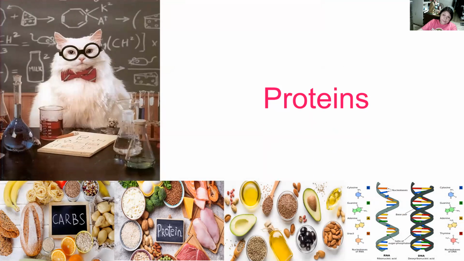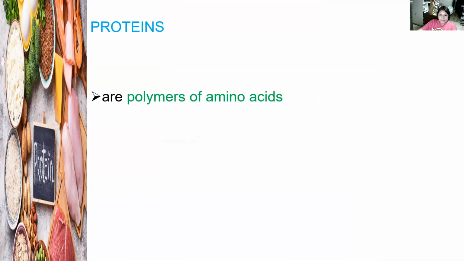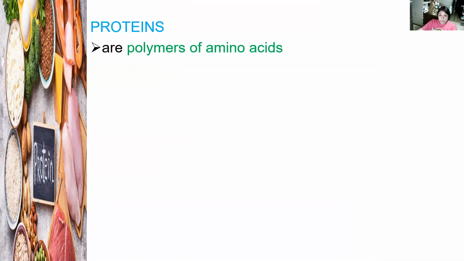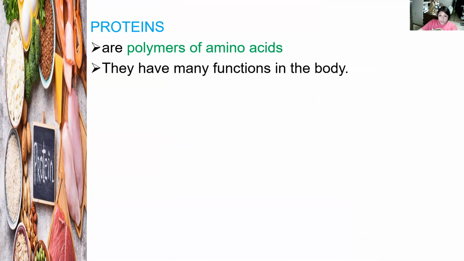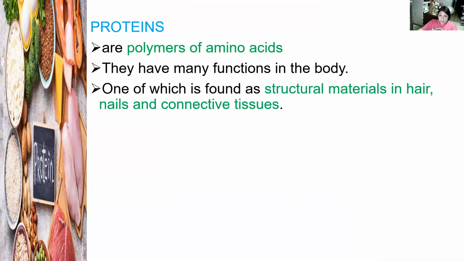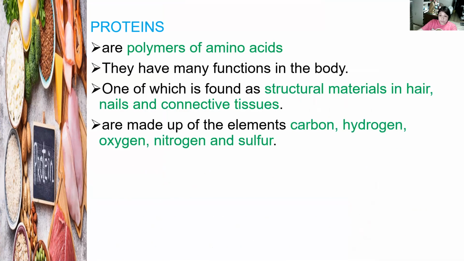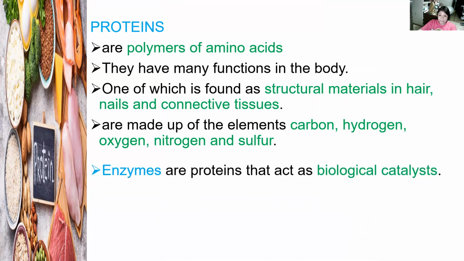We go to the second biomolecule, proteins. Proteins are polymers of amino acids. They have many functions in the body, one of which is found as structural materials in hair, nails, and connective tissues. They are made up of the elements carbon, hydrogen, oxygen, nitrogen, and sulfur.